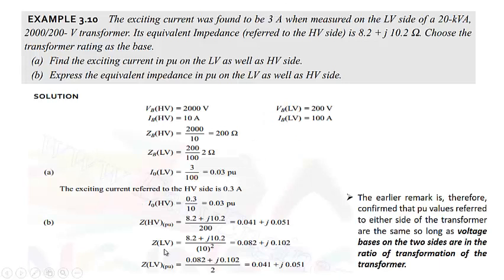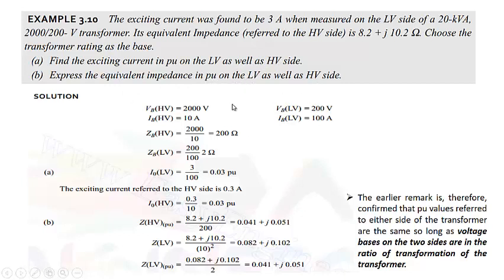Now let us try to do this numerically. You will see what will be the effect. The exciting current was found to be 3 ampere when measured on the low voltage side of a 20 kVA 2200 volt transformer. Its equivalent impedance referred to high voltage side is 8.2 plus j10.2. Choose the transformer rating as its base. Find the exciting current in per unit on the low voltage as well as the high voltage side. Express the equivalent impedance in per unit on the low voltage as well as the high voltage side.